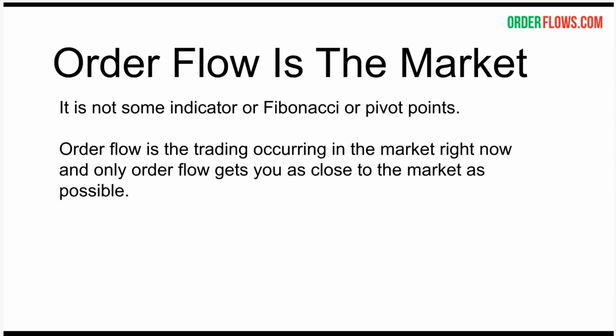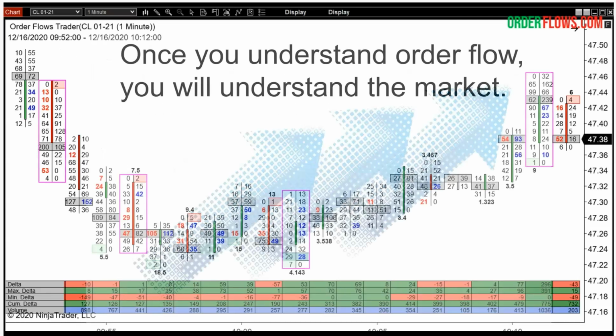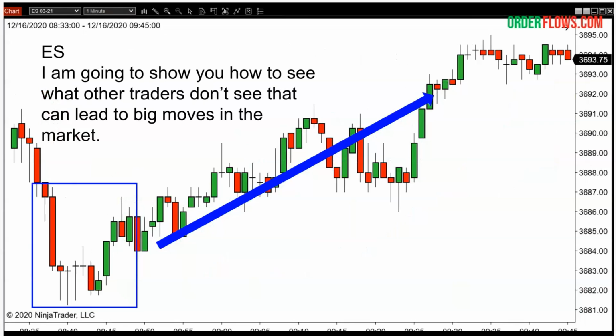Well, now everything is screen traded, okay? And in the old days, there used to be the trading floor where people would pay a lot of money to be members on the trading floor to see who's buying and who's selling. If there's a lot of volume coming into the market or not, as opposed to just looking at ticks on the screen. Now, what order flow does is it allows you to see that volume in the market. And once you understand order flow, you're going to understand the market, right?